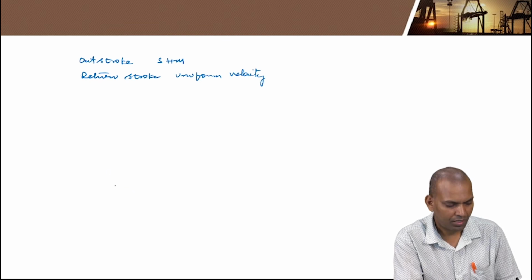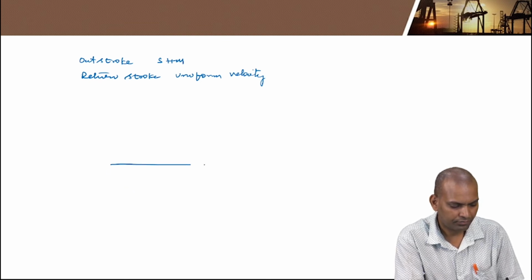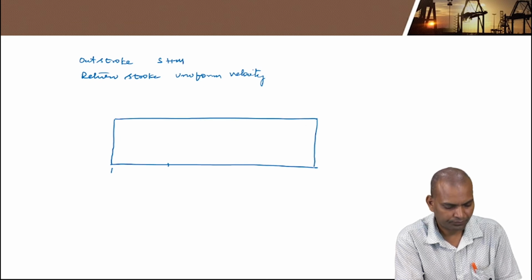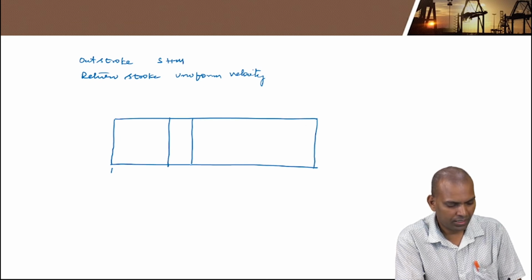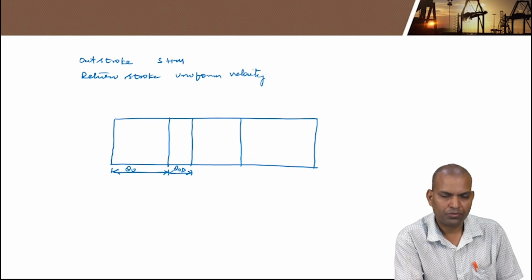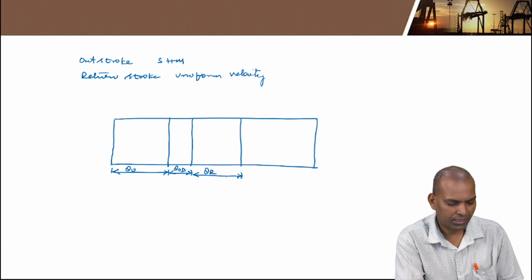Take the same scale, draw the horizontal line, and divide this horizontal line equally. The outstroke is 120 degrees, and dwell after that, then the return stroke. This outstroke of 120 degrees has a length of 6 centimeters. Dwell after outstroke, that is 30 degrees. Return stroke, that is 60 degrees. Remaining dwell after the return stroke, that is 150 degrees.